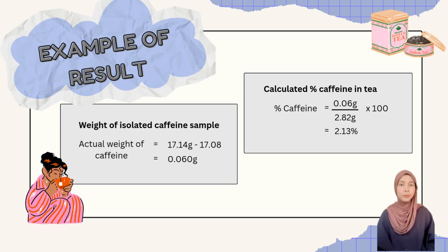Next, to calculate the percentage of caffeine in tea, we divide the actual weight of caffeine by the actual weight of the tea bag and multiply by 100, which is 0.06 gram divided by 2.82 grams times 100, and we managed to get 2.13%, which is the percent caffeine in tea. Showing this step clearly demonstrates the direct quantitative link between our raw laboratory measurements and our final analytical finding.